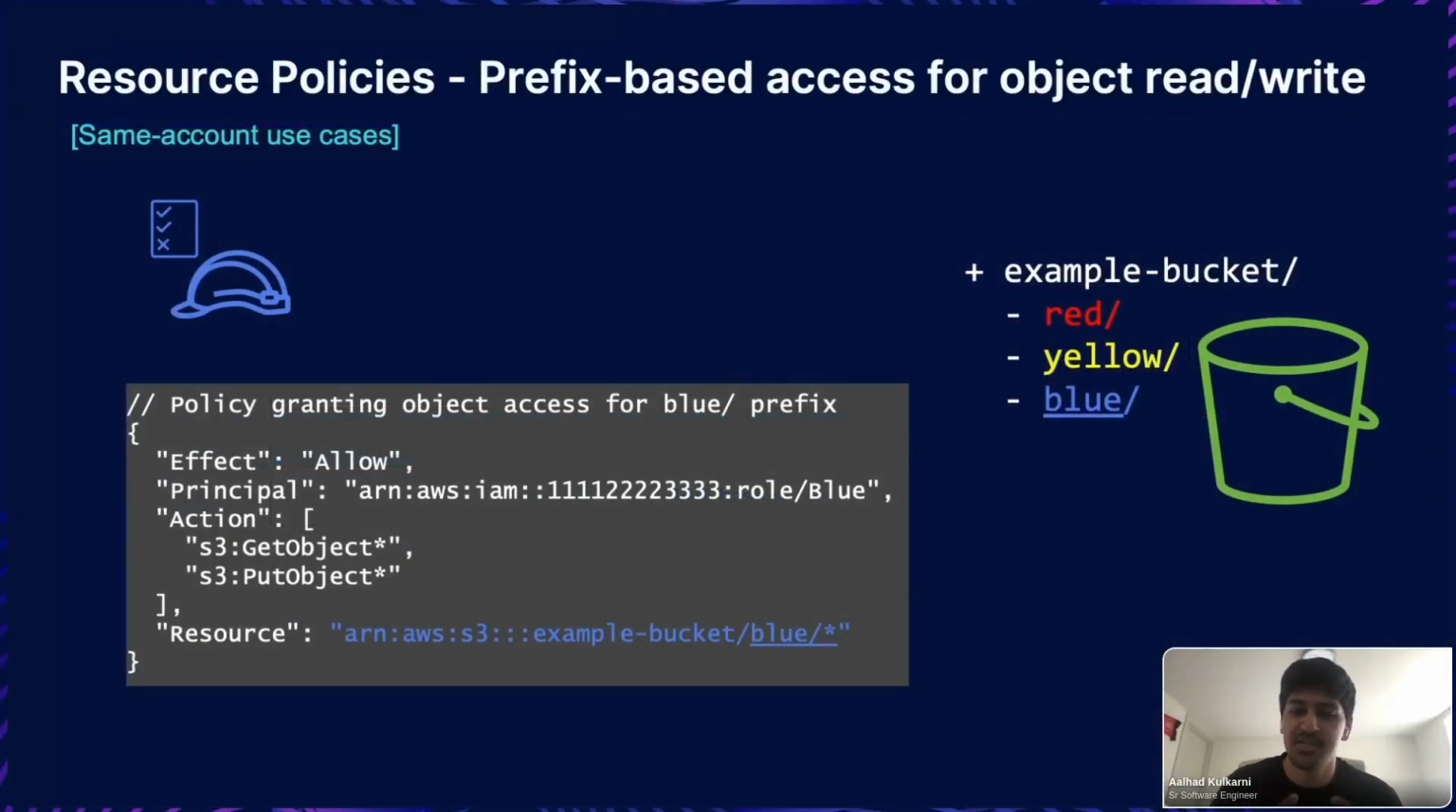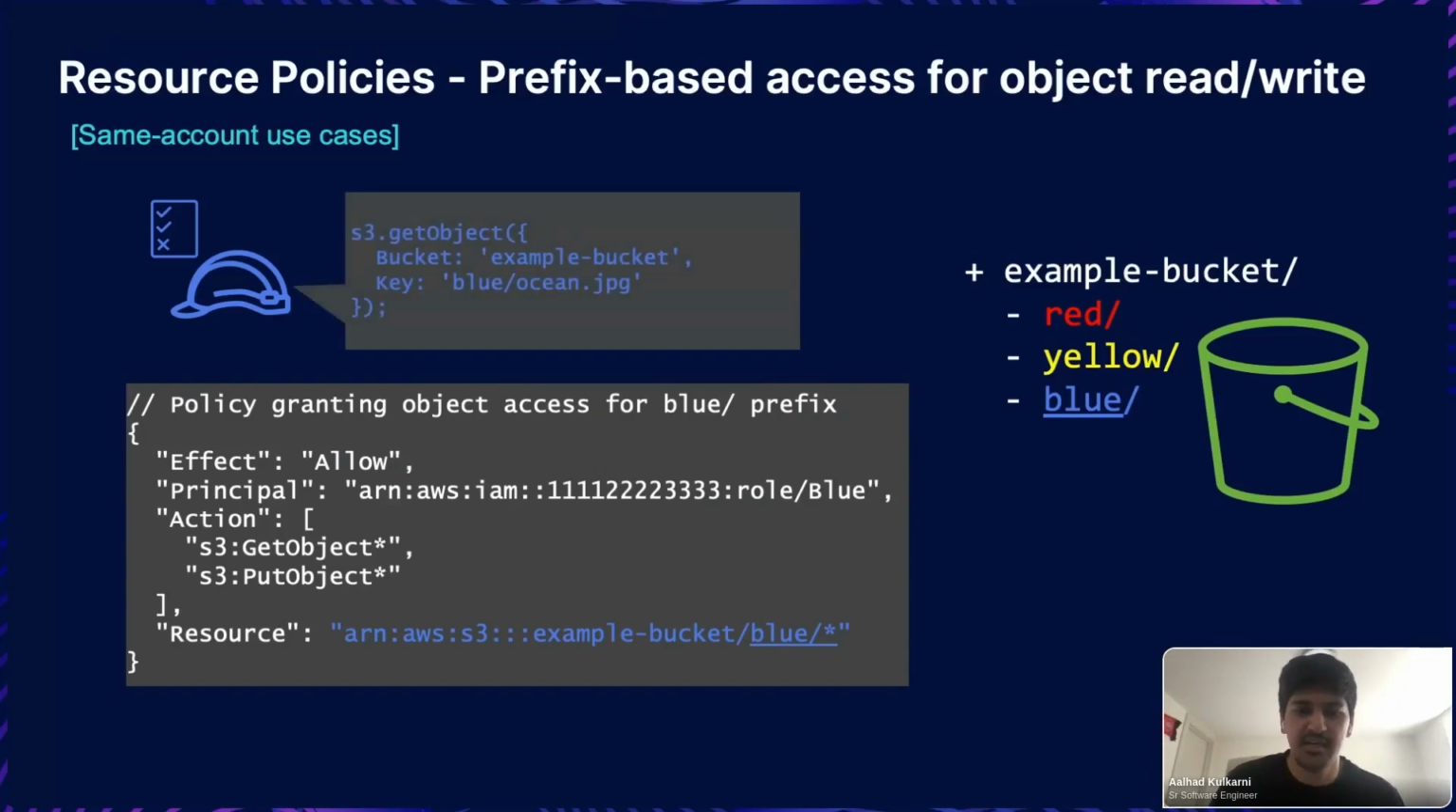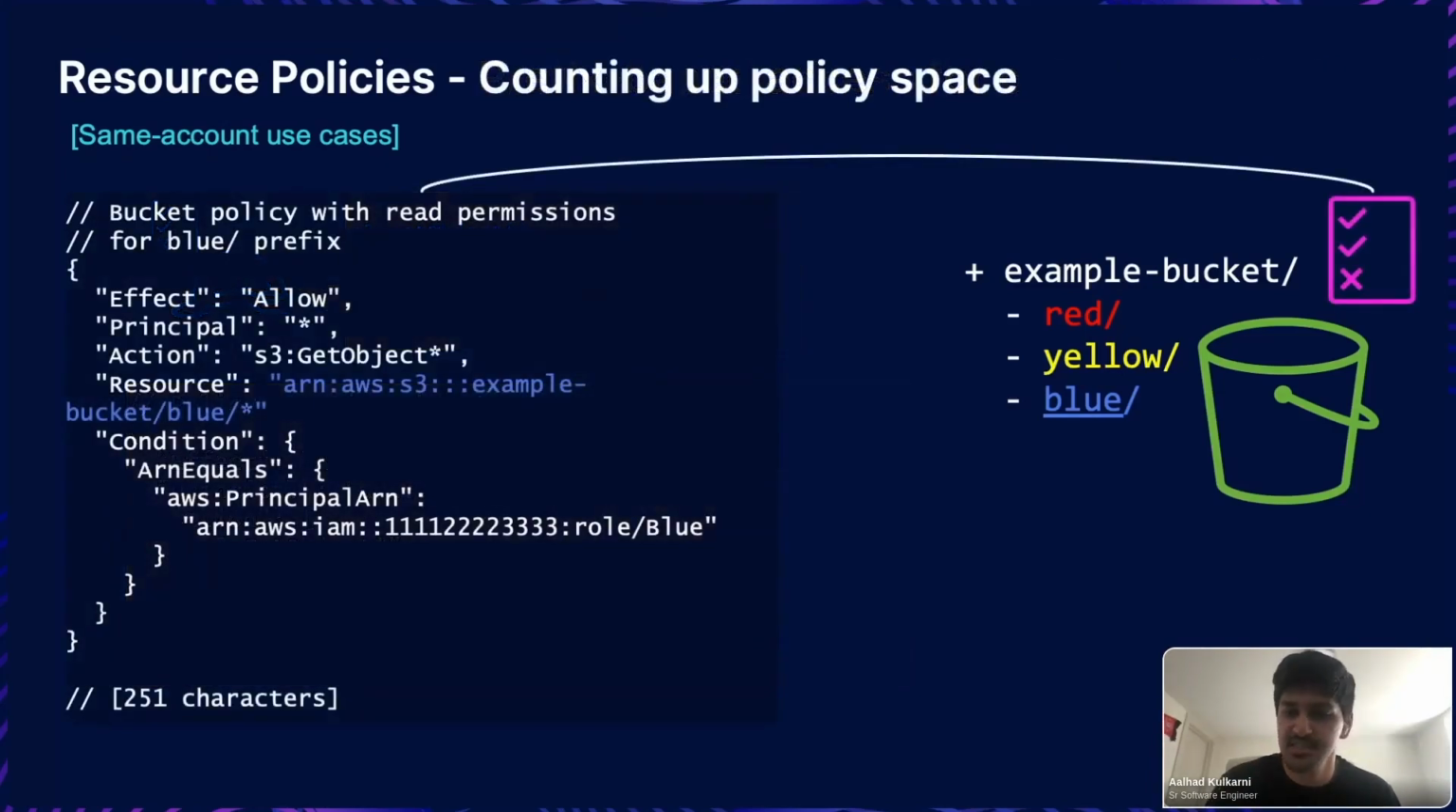I have a bucket. I need to share access for my bucket to another user. So in this case, I'm going to grant this blue role access to the blue prefix of my bucket. And note that this is the same account use case. If you have used bucket policies, you have heard about limitations on, let's say, the number of statements you can have, or the max size of the bucket policy, which today is about 20 KB. So if you have a simple, straightforward policy like this, it says you can do a get object for the blue role on the blue prefix.